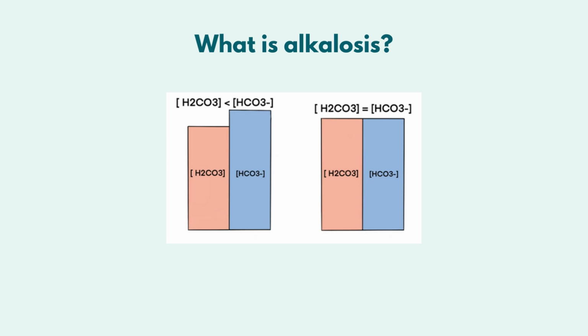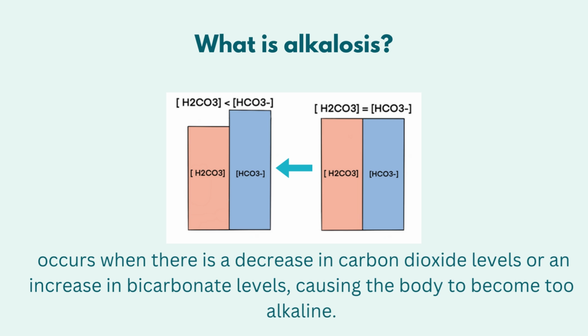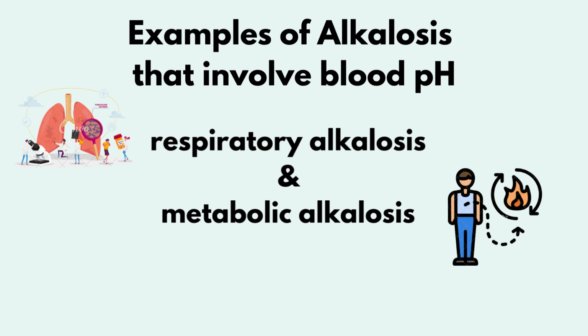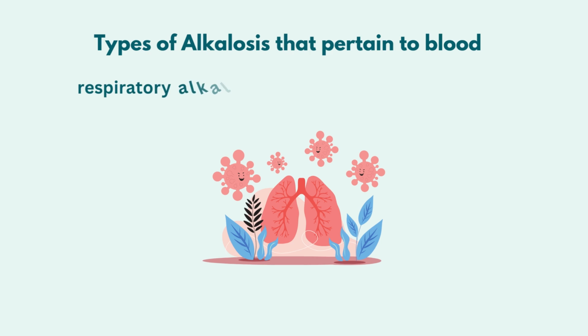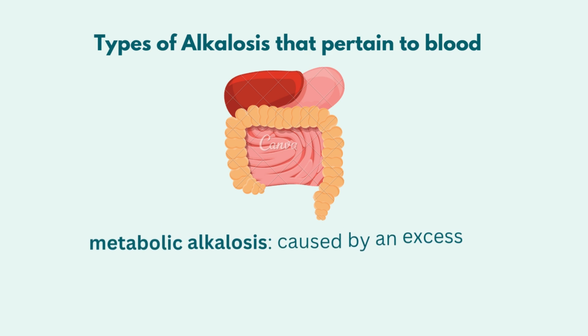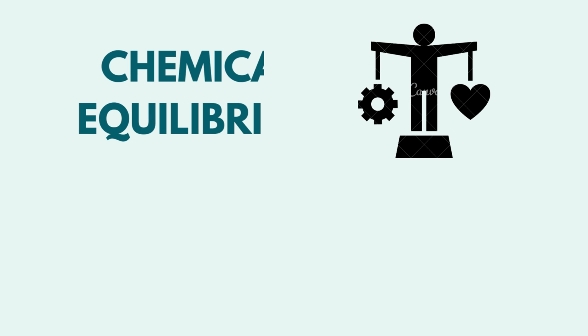However, there is an opposite condition of acidosis known as alkalosis, which occurs when there is a decrease in carbon dioxide levels or an increase in bicarbonate levels, causing the body to become very alkaline. Great examples of alkalosis that involve blood pH are respiratory and metabolic alkalosis. Respiratory alkalosis is caused by a low carbon dioxide level in blood, while metabolic alkalosis is caused by an excess amount of bicarbonate in the blood.